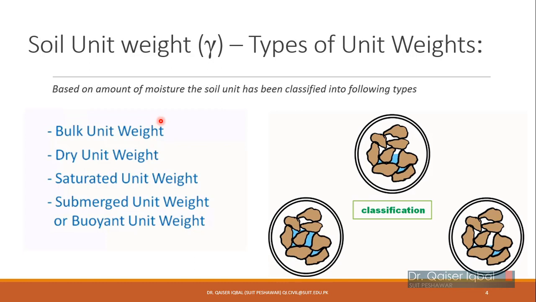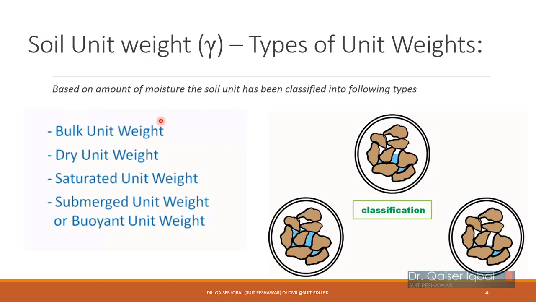We will discuss saturation ratio in detail later on, but just to tell you, the saturation ratio is basically a ratio which tells you how much of the voids are filled with water. Is it 100% of voids filled with water, 50% or 0%? If 100% of voids are filled with water or moisture, then it will be 100% saturated soil. If there is no water in the voids, then it will be a dry soil and the saturation ratio will be equal to 0.